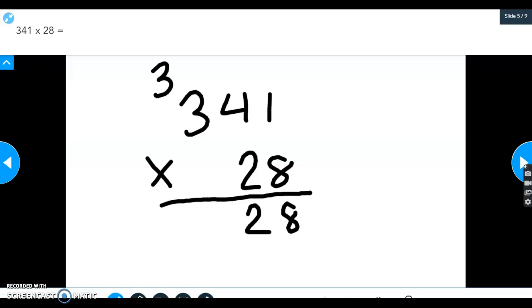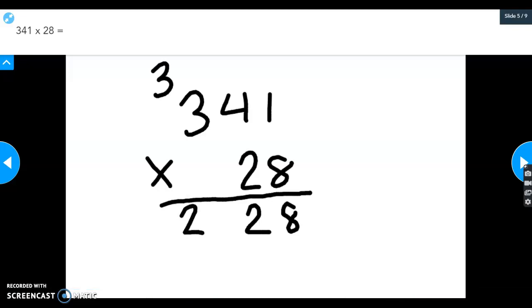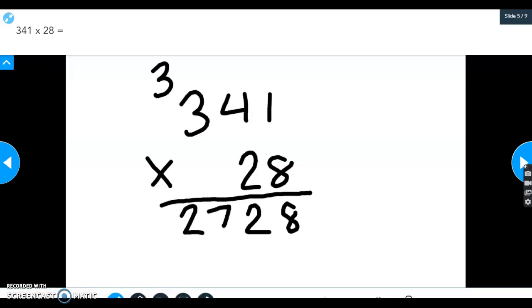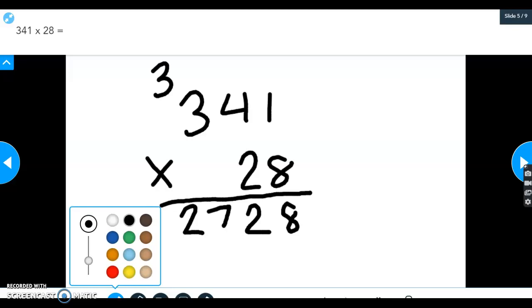So now I have 8 times 3. Well, we said 8 times 4 was 32, and when we counted, we said 8 times 3 was 24. But don't forget about that 3 that we regrouped, so 24 plus 3 is 27. And remember, both of our digits go underneath the line this time because we don't have any more digits to regroup to. So now don't forget that step.